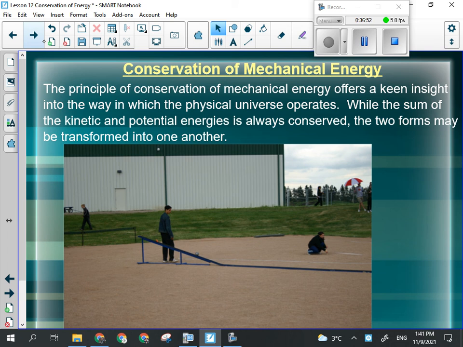Now, when I used to coach track and field and I first saw this, I brought the whole team over.